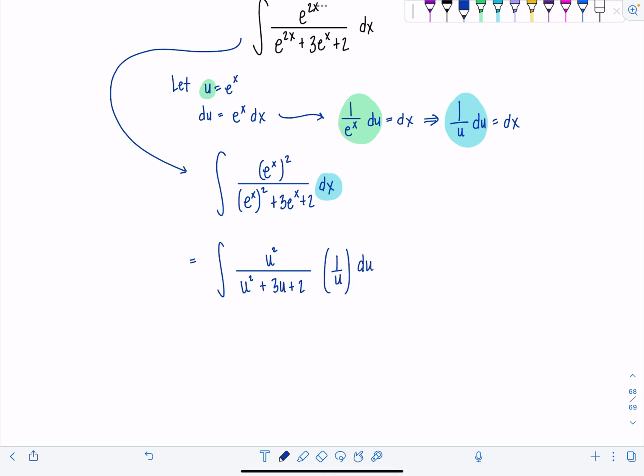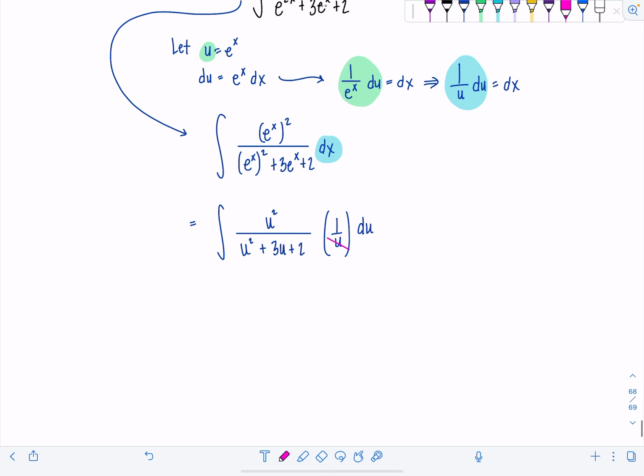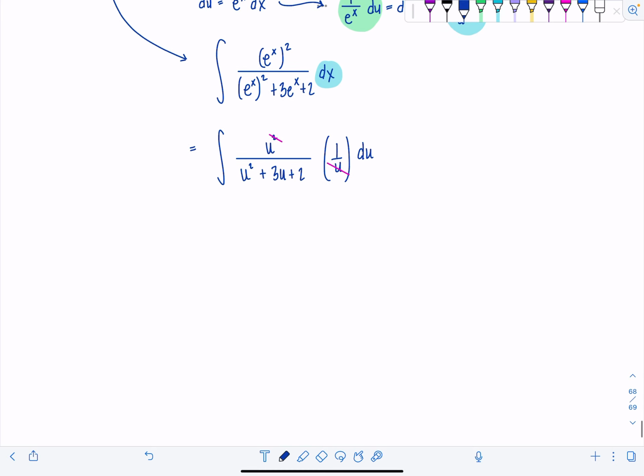All right, now take a second. Look at what's going on. I can cancel out this u in the denominator with one of the u's up here. And then that simplifies things for us quite a bit. So we have u over u squared plus 3u plus 2, that factors. That's u plus 2 times u plus 1, and then now all I have is du.